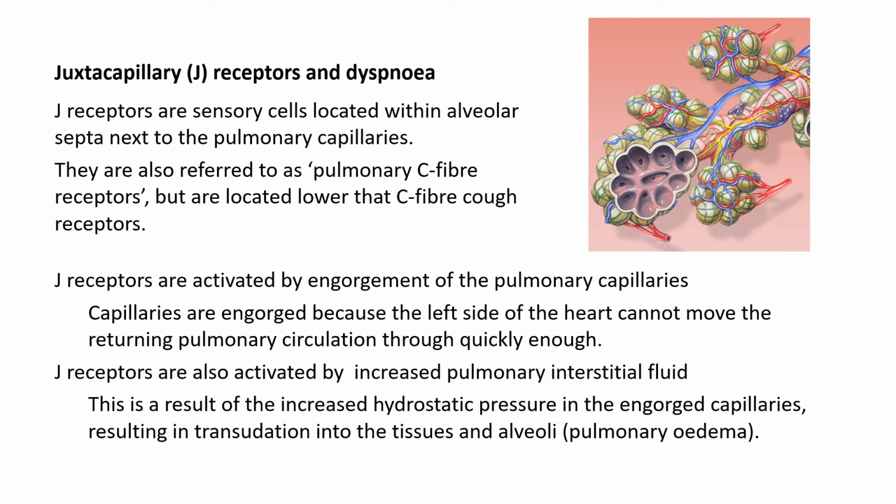They're also activated by increased pulmonary interstitial fluid. If you have this engorgement in these capillaries, it will increase the hydrostatic pressure within those capillaries. As a result of that, you get transudation. You get fluid leaking out of the capillaries into the tissues and potentially into the alveoli to give you pulmonary edema.